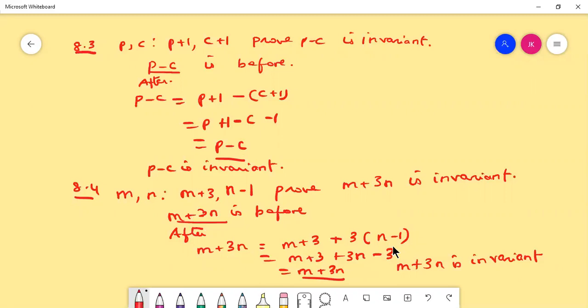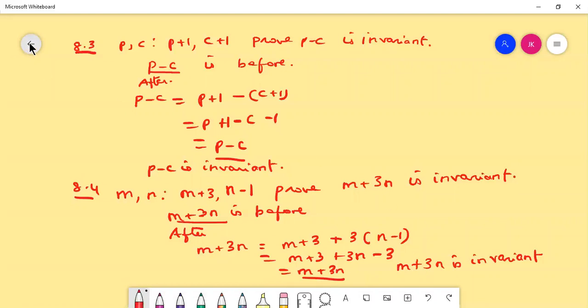Now simplify this. m plus 3 plus 3 into n is 3n, plus 3 into minus 1 is going to be minus 3. Plus 3 and minus 3 is going to be 0. I'll get my answer as m plus 3n. So before also it is m plus 3n. After I change my m value and n value, it is also m plus 3n. So my m plus 3n is invariant.